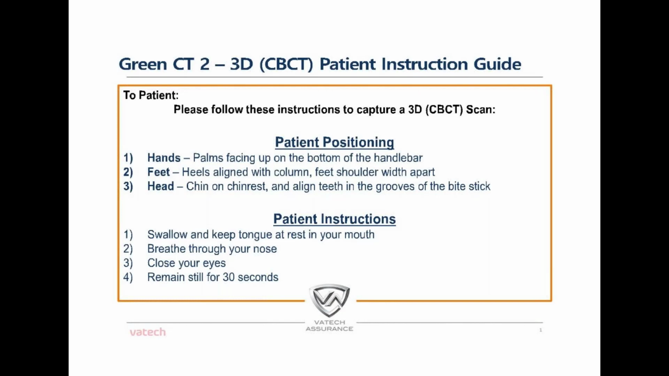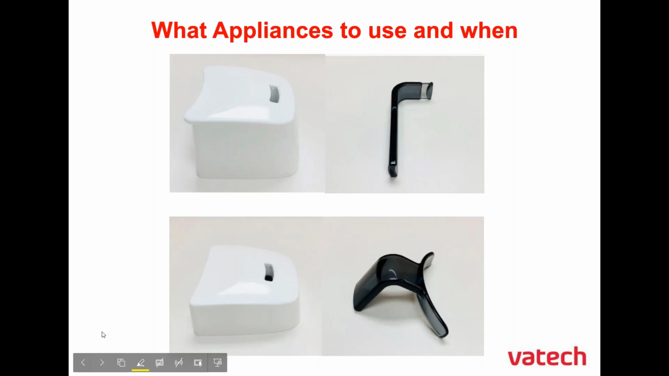while they read this off to the patient. So basically, we're talking to the patient, we're having them swallow, keep the tongue at rest in the mouth, breathe through the nose, and close their eyes, because they tend to look at the arm when it swings around. So we have the patient close their eyes to avoid any micro movements, and then just remain still for 30 seconds. And that's our patient instructions. For sure, just keep it simple, get the patient in and out, and it helps the patient be relaxed and go through there.